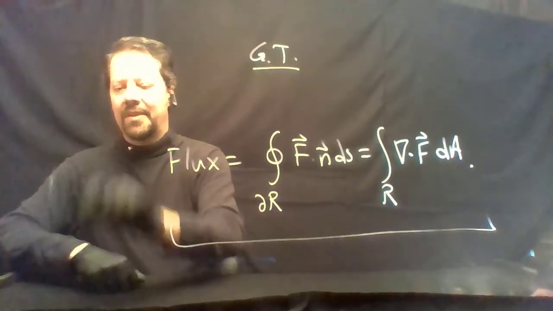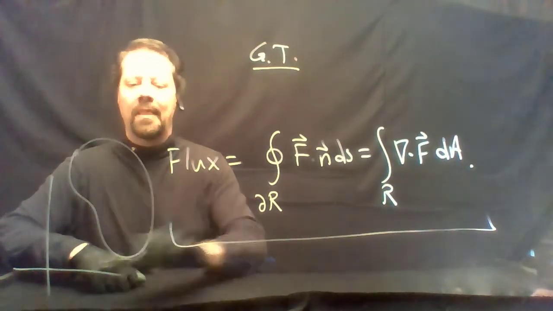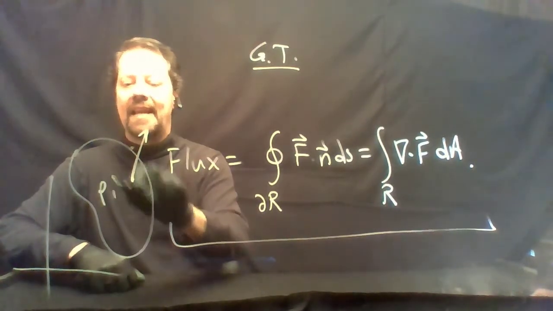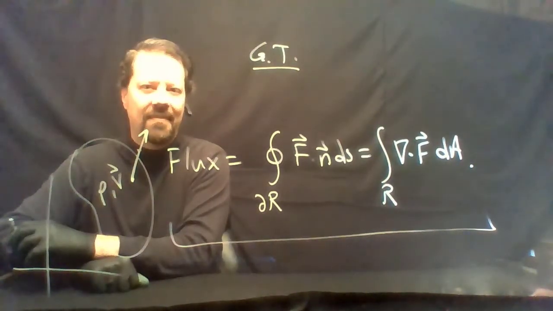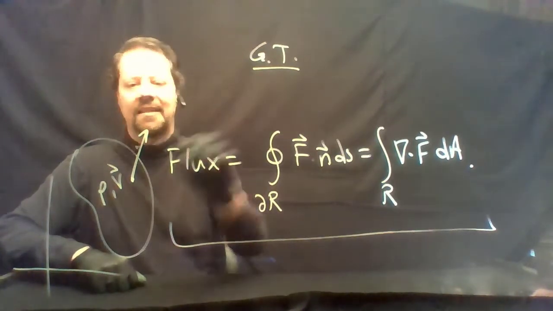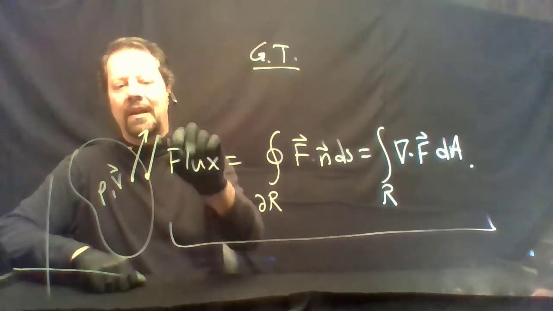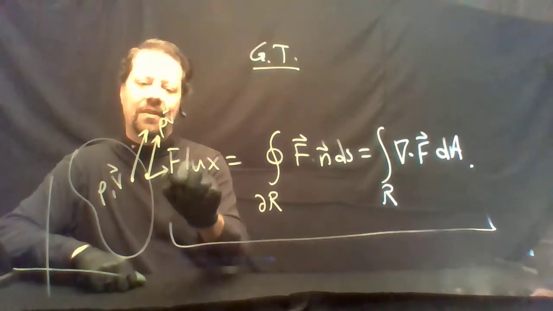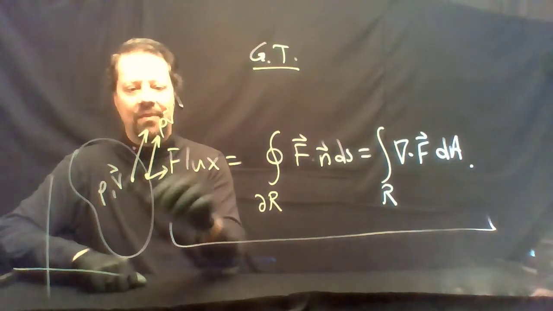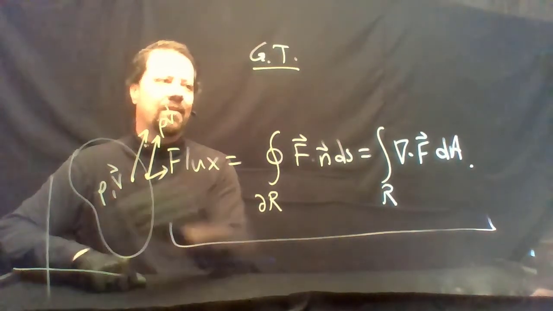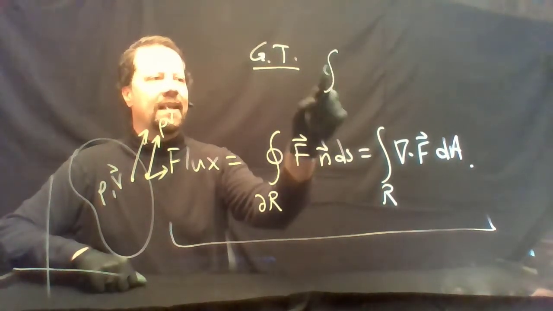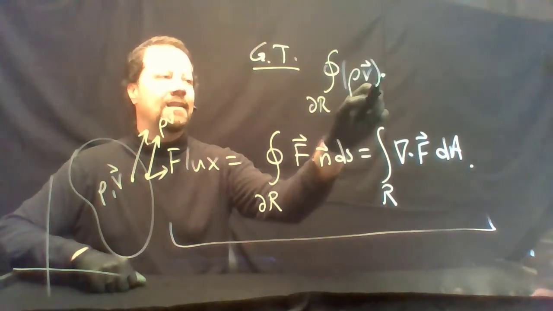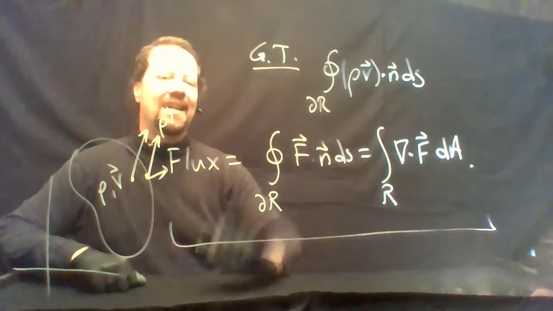Let's suppose that we're dealing with some region in the plane, and we have a fluid. The fluid has a density and a particle velocity. Let's think about what we get on the boundary when we multiply the momentum density, rho v, dotted with the normal vector. That's the rate at which momentum should be pumped across the boundary. What do we get when we integrate around the boundary of R, rho v dot n ds?